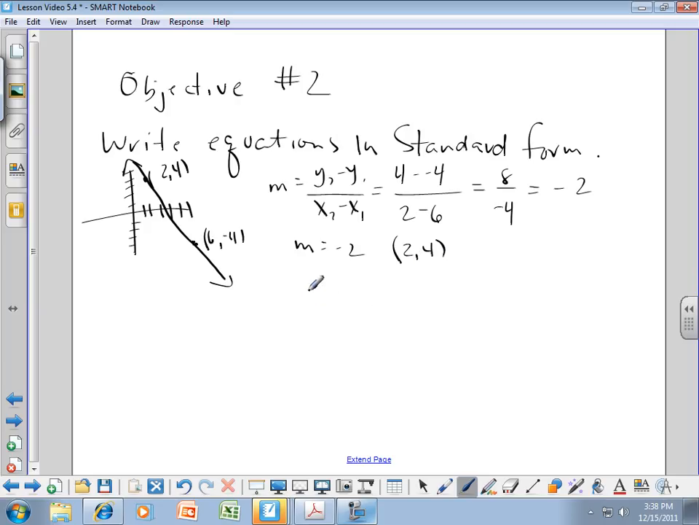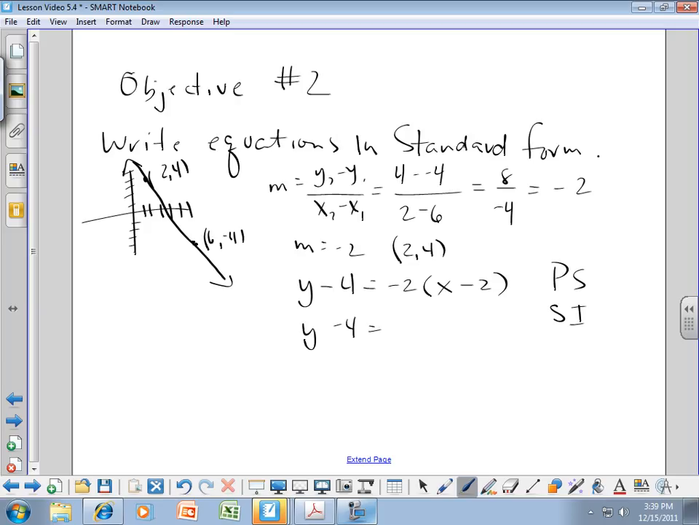And then I'm going to write my equation in point slope form. Y minus 4 equals negative 2 times x minus 2. All right? So there's my equation in point slope form. Now, let's distribute this negative 2. Let's change it while we're doing it. Let's just go ahead and change it to slope intercept form. All right?